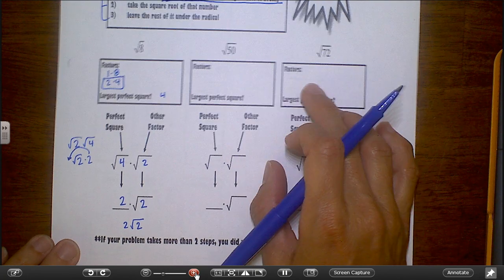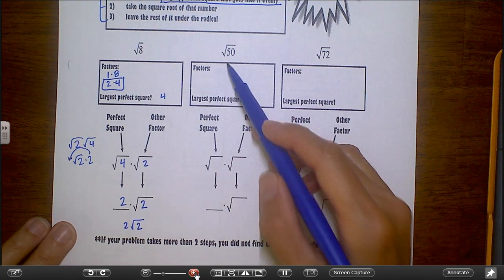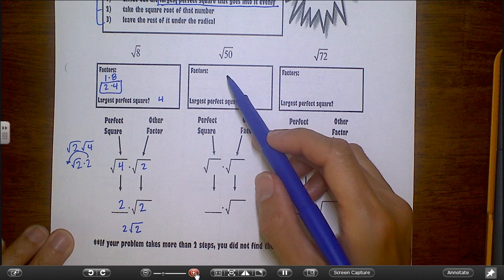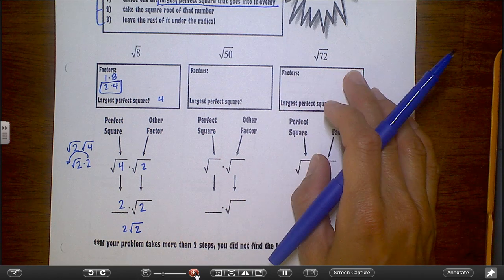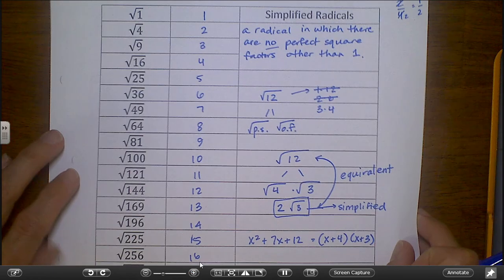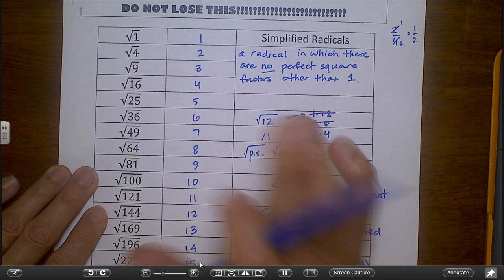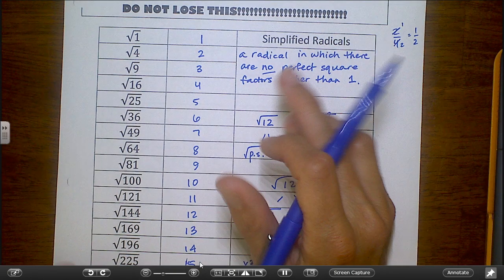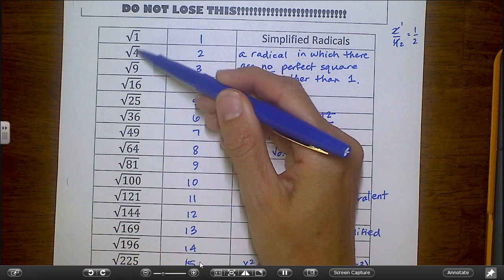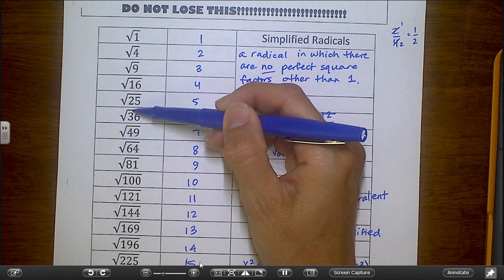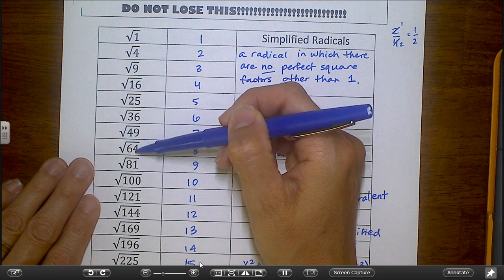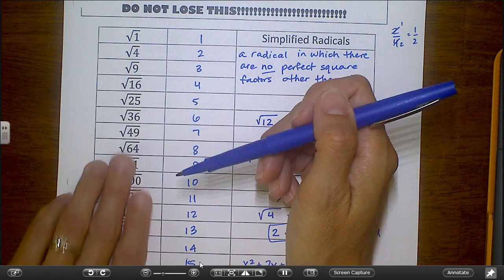Okay, so I'm going to show you the other way that you can do this. So I have the square root of 50. I'm going to take out my handy dandy chart. And nothing can go into 50 evenly if it's over 50, right? So I'm going to go down this chart, and I'm going to stop when I get to a number that's over 50. So 64 is my first number over 50. So that's not going to work.